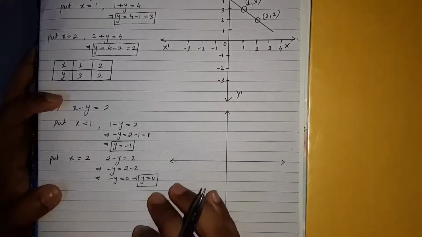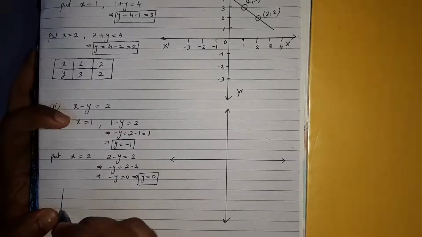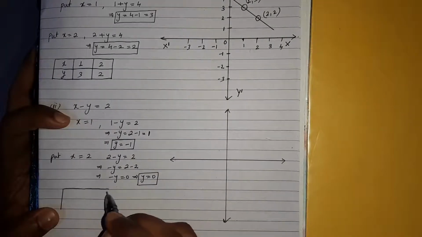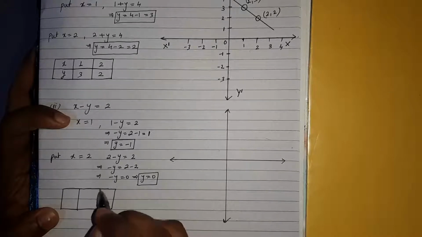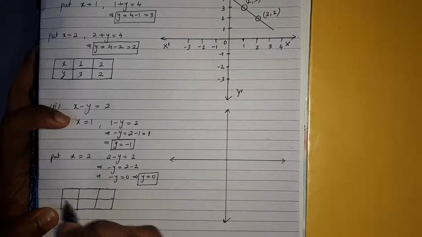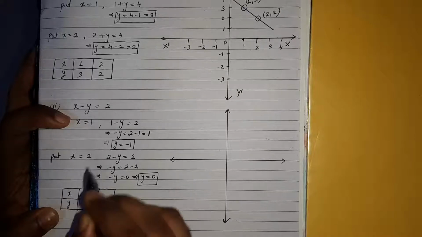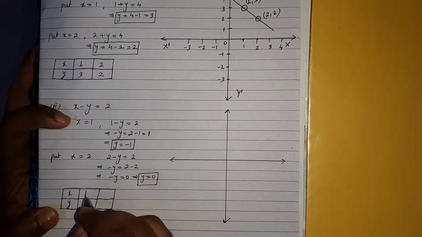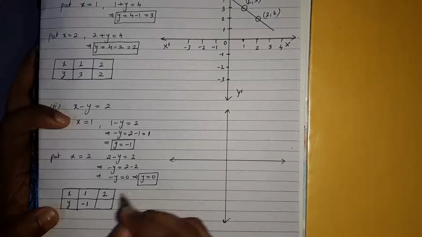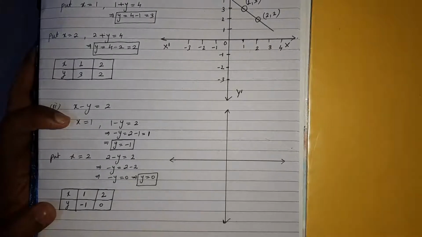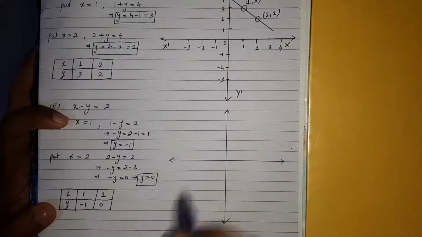We can put these values in a table. x and y. The first solution is x is equal to 1 and y is equal to minus 1. The second solution is x is equal to 2 and y is equal to 0. Now we will plot these points on the graph paper.